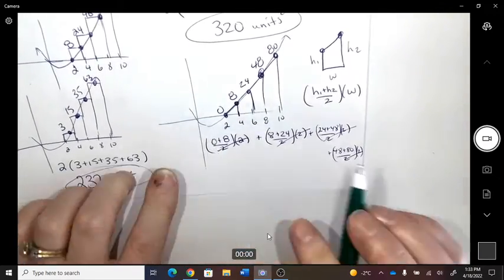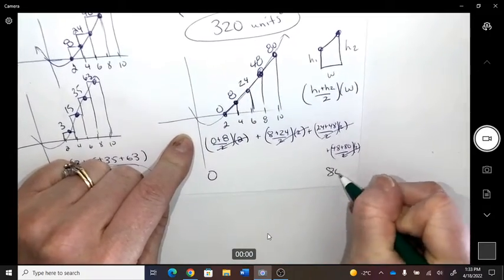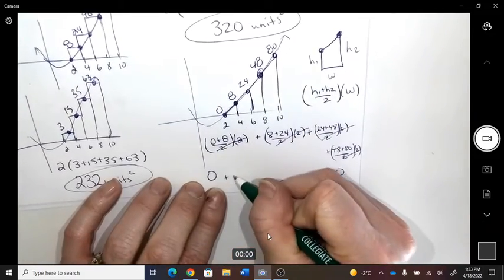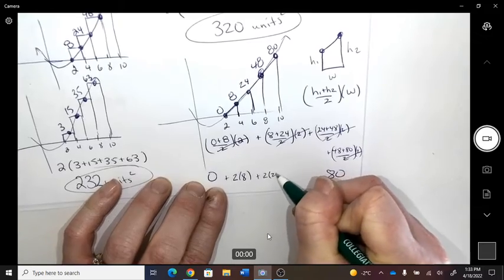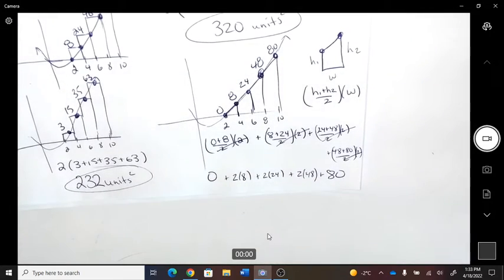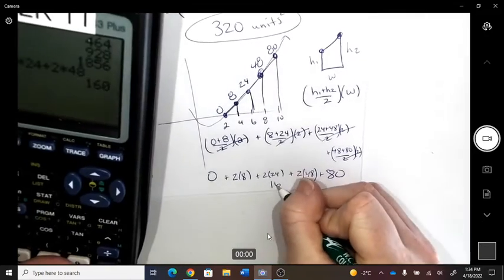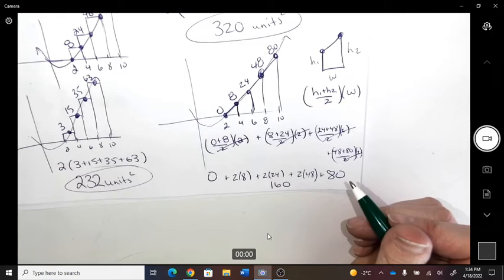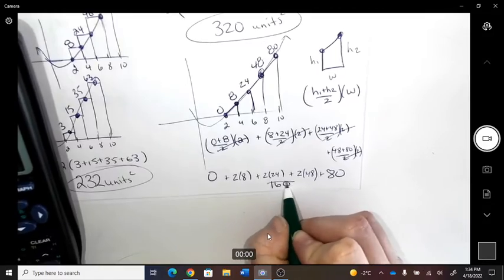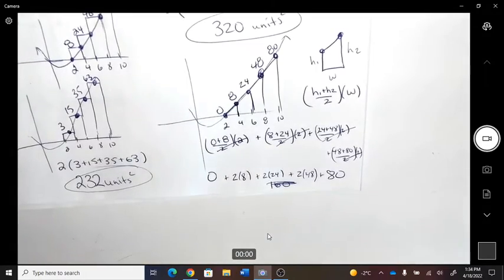So now you're always going to have a single on the end. So 0 and 80 would be singles. And then you'll have 2 8s, 2 24s, and 2 48s. Okay, just the way the formula is simplified. So 160, that does not make sense. Oh, I forgot to add 80. That makes more sense. 240.